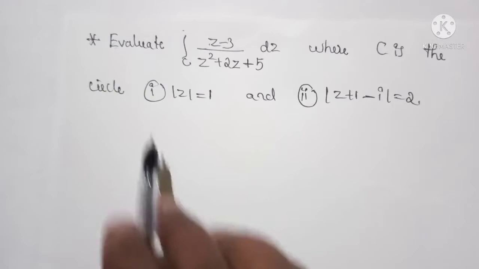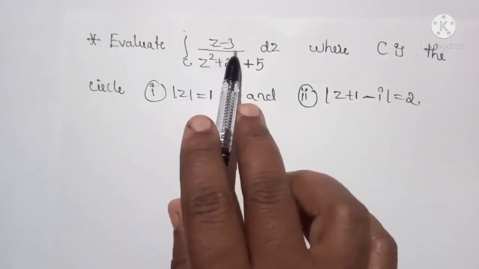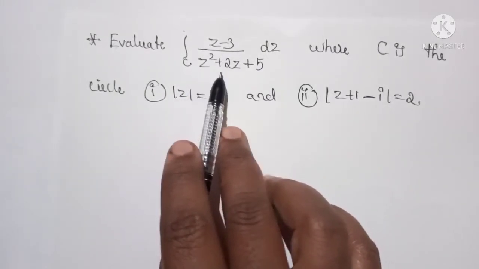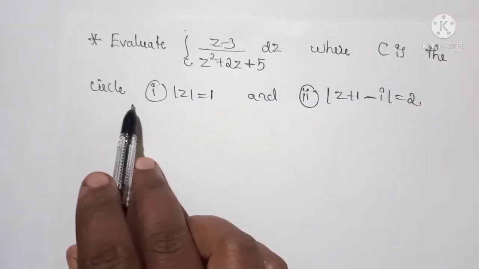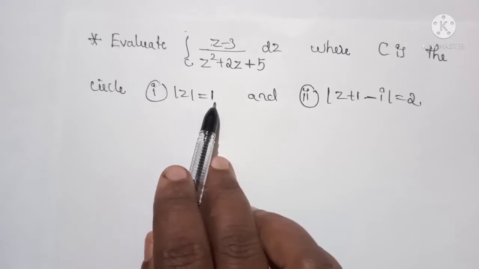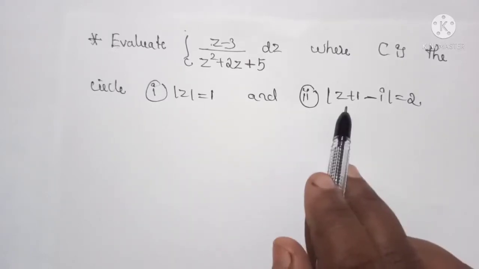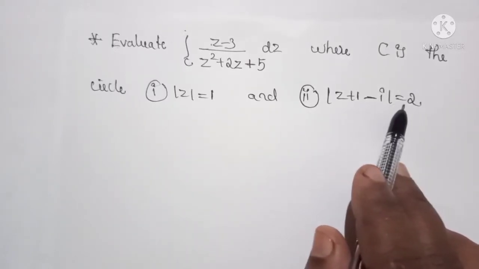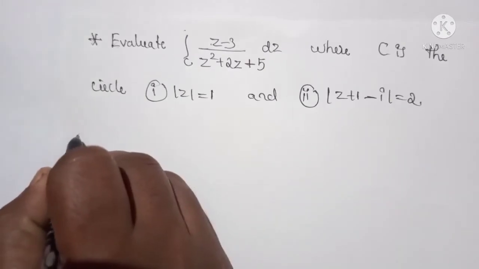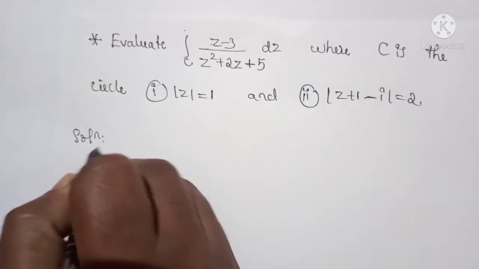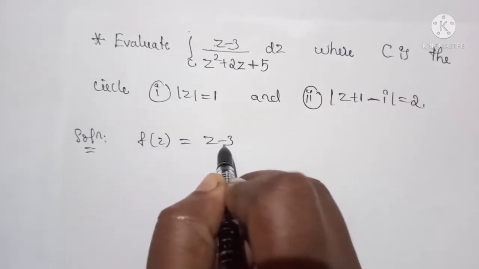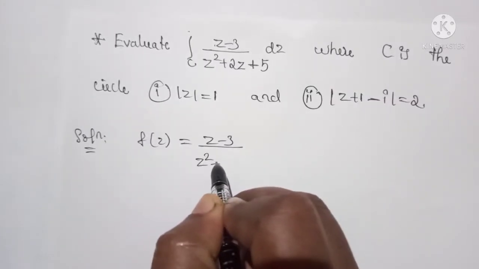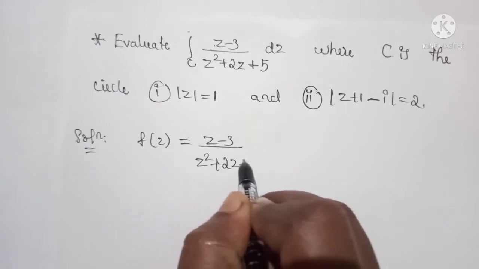Next problem: evaluate the integral over c of z minus 3 divided by z square plus 2z plus 5 dz, where c is the circle, first mod z equals 1, and second mod z plus 1 minus i equals 2. So first we write f of z is given by z minus 3 over z square plus 2z plus 5.